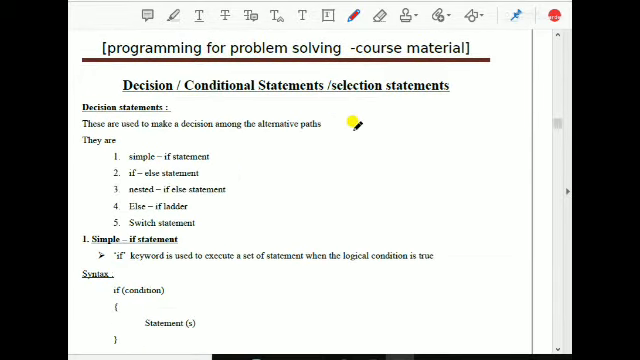See, your first important topic is what? Flowchart, that I have already told. The second important topic is operators.